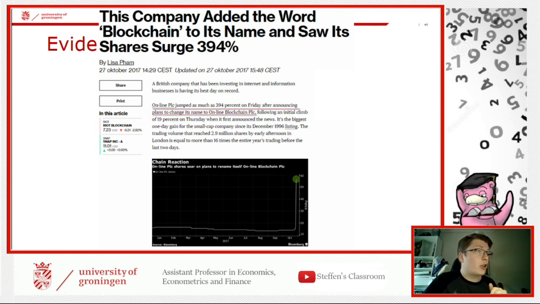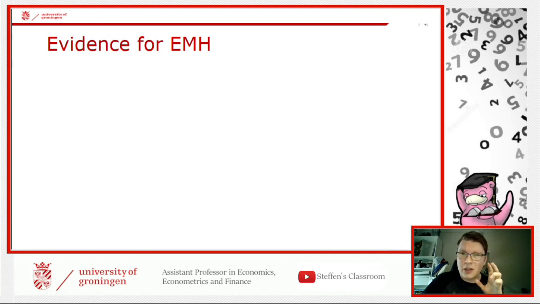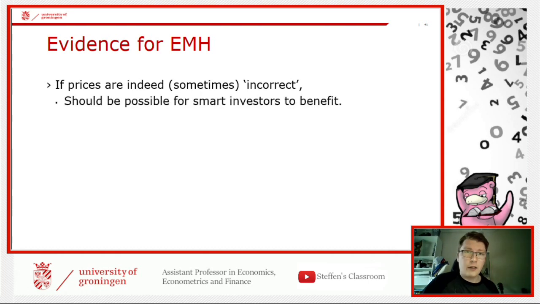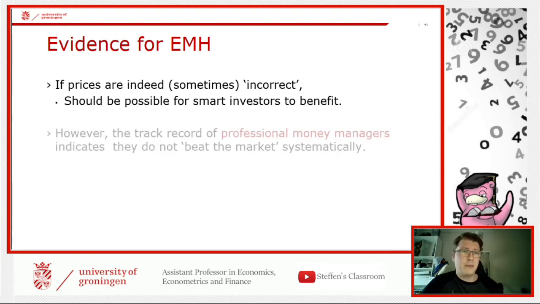Interesting. But okay, there's more. We also have evidence for it, right? Now we talked about the evidence against, but there are of course also things that speak for the efficient market hypothesis. Remember, this is just the first view, so there are many other things. But if, for instance, prices are sometimes, and I'll say sometimes, incorrect, then of course you should, as a smart investor, be able to benefit from it, right? There's arbitrage in the market. You should be able to benefit from it, risk-free potentially.